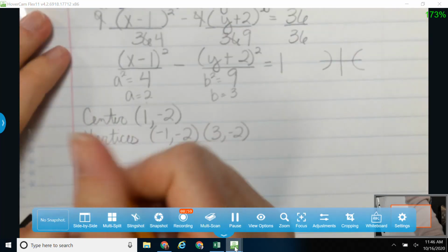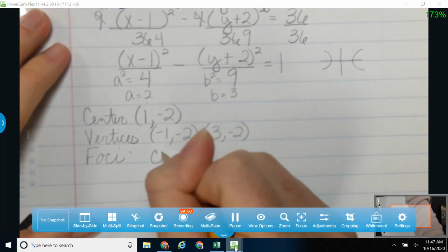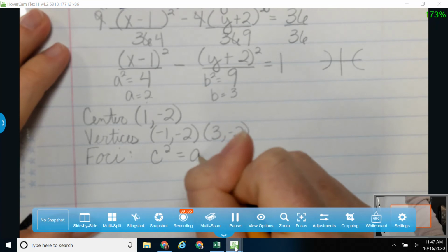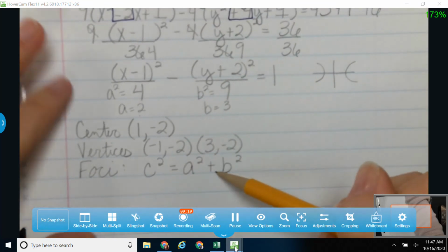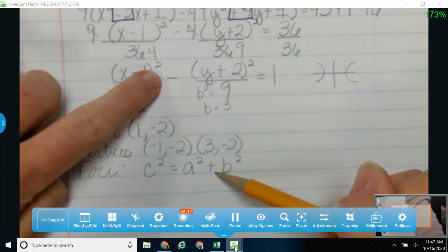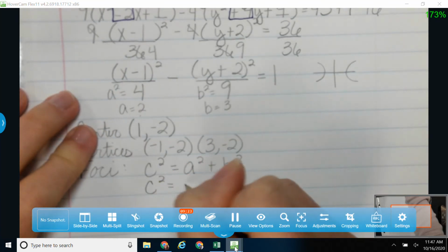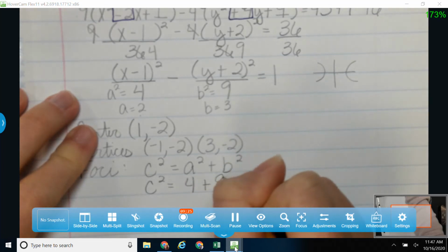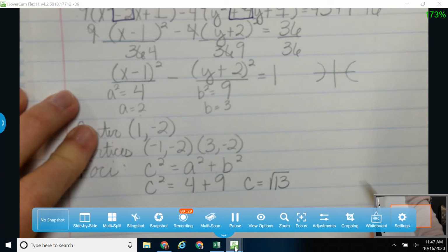Let's talk about our foci. For my foci, I need to find c. My c squared equation for this is a squared plus b squared. Remember, I'm going to use the opposite sign that I had up here in my original formula. So this one's a minus, this one's going to be a plus. Let's plug in what we have. I know that a squared is 4 and b squared is 9. So I get that c is the square root of 13.